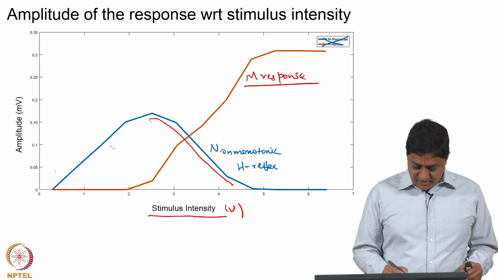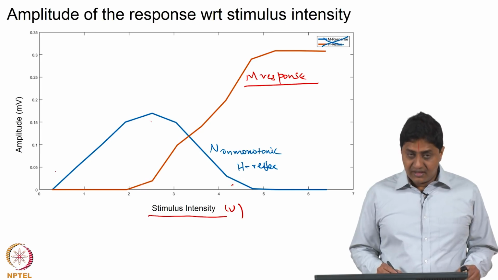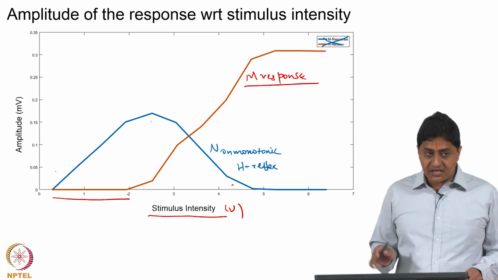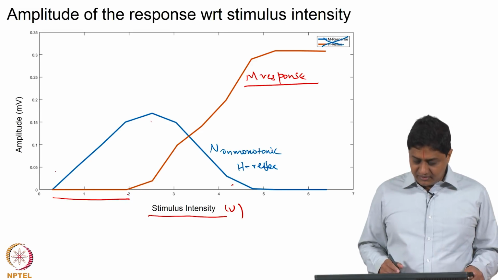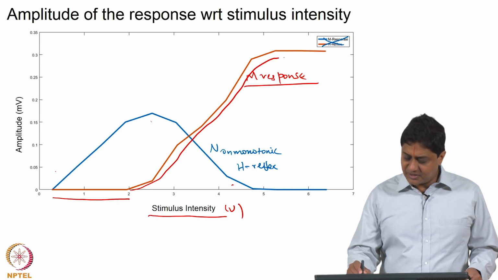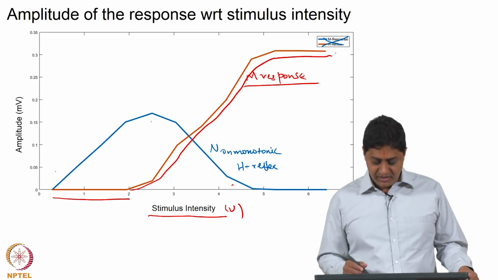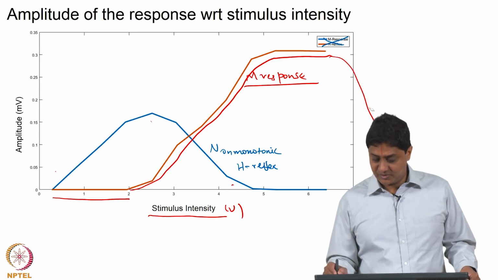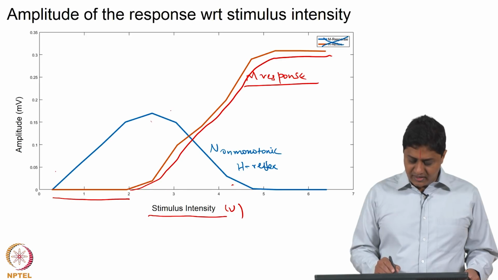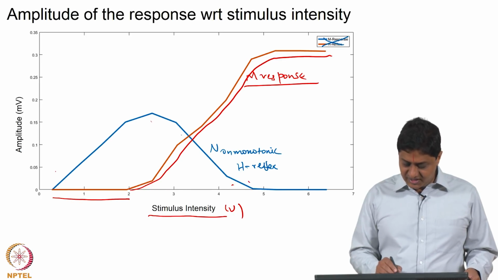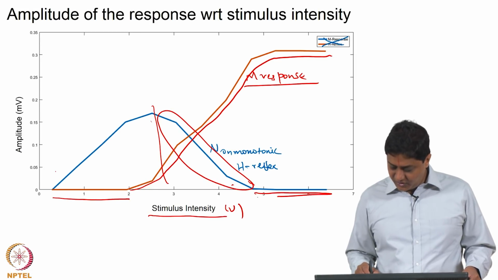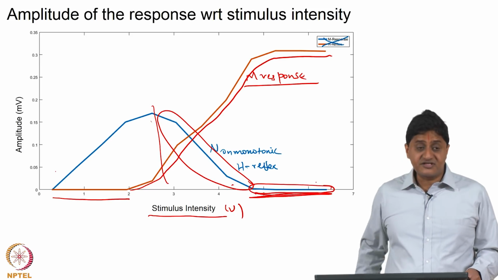whereas in the case of the M response, until that point there is no M response, and then the M response starts, and when it starts to increase it keeps increasing monotonically, and at some point it saturates. Of course, at some point it must saturate, but it does not go back. That is the most important part, unlike the H reflex. The question is why H reflex amplitude starts reducing after that point. It starts reducing and at some point it becomes 0. For all these cases H reflex amplitude is 0.